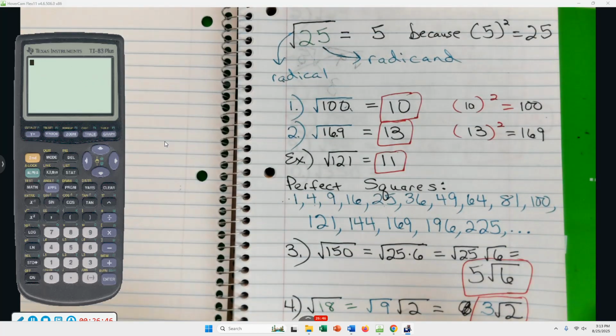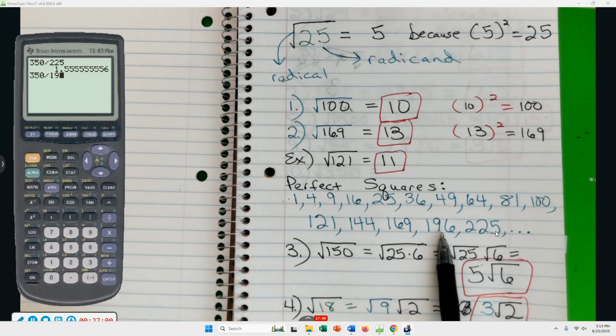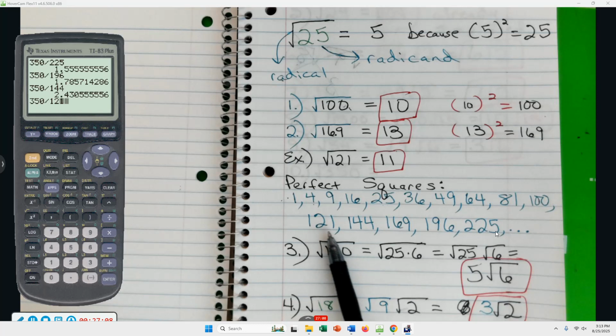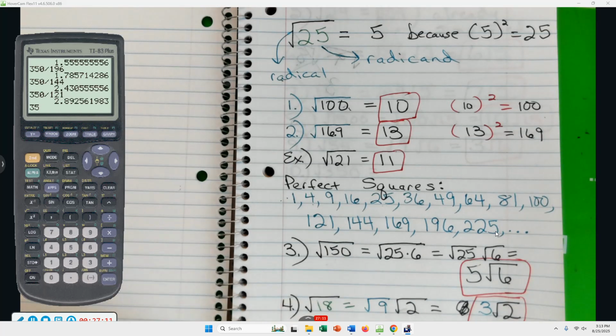Here's my thought process. Well, how big should I try? It's got to be a number. If I go all the way through, 350 divided by 225, of course not. 350 divided by 196, decimal. 350 divided by 144, decimal. 350 divided by 121, decimal. Oh wow, this could be annoying. 350 divided by 100, decimal. 350 divided by 81, decimal. 350 divided by 64.